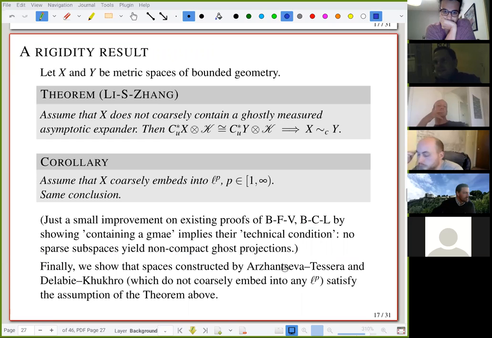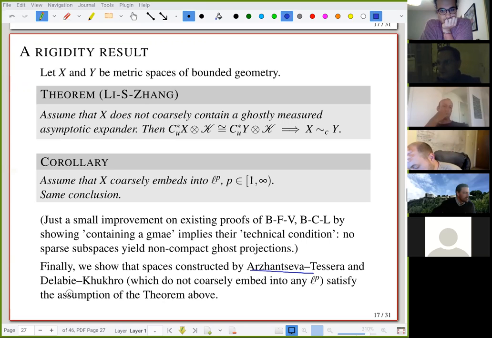So it is a bit better in that this condition actually does cover pretty much all of, you know, here be dragons, this area where things do not really embed anywhere and are weird. We had expanders, and apart from expanders, there are really very, very few examples of families of graphs or spaces like that. The only ones I know are by Arzhantseva and Tessera and by Delabie and Khukhro. Those are purposefully constructed so that they do not coarsely embed into any LP. Or, well, they constructed it for L2, but it works for any LP. But they do not actually contain expanders in any sensible way.